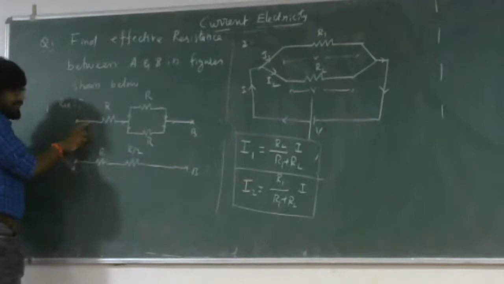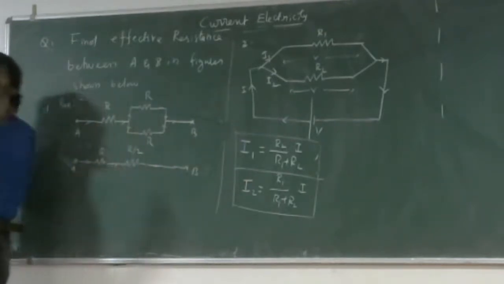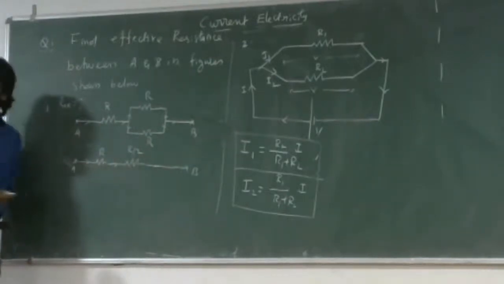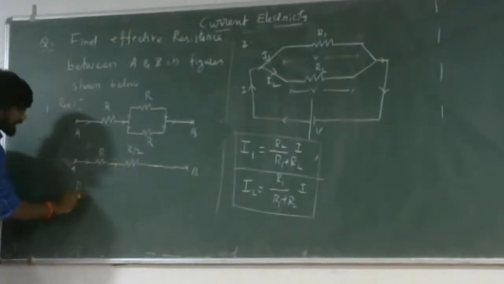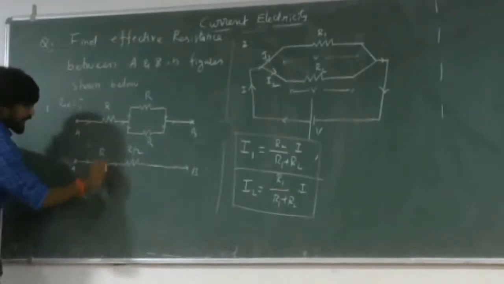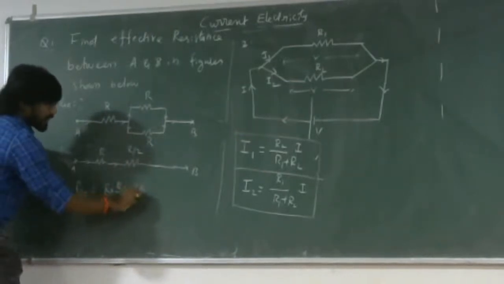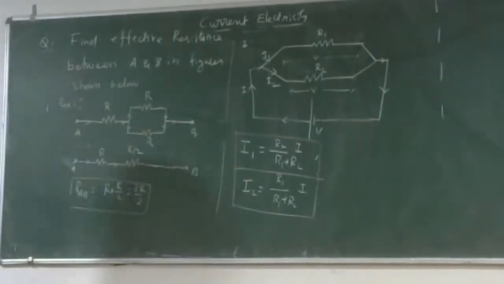Now whatever current is passing through this, the same current is passing through this. So these two are said to be in series. So what is the electrical resistance of these two? R plus R by 2 is how much? That's it. So RAB is equal to R plus R by 2, which is 3R by 2, right? Is it clear, everyone? Very simple circuit. Very simple circuit. Next.